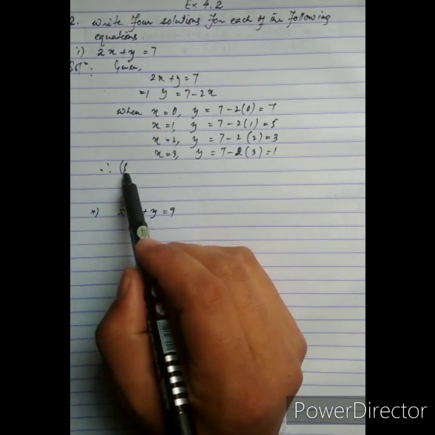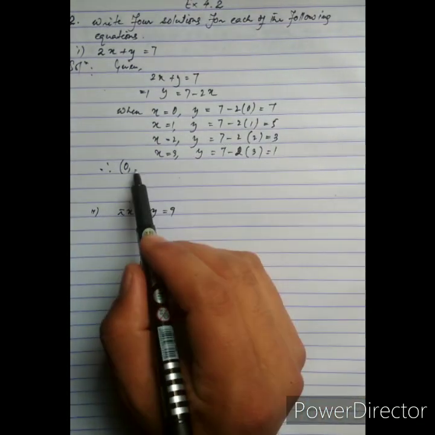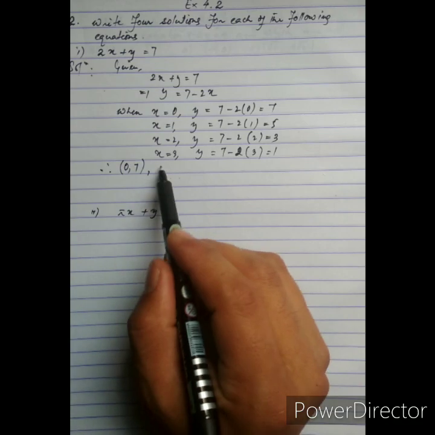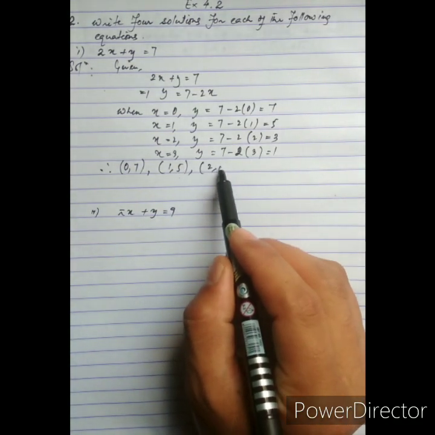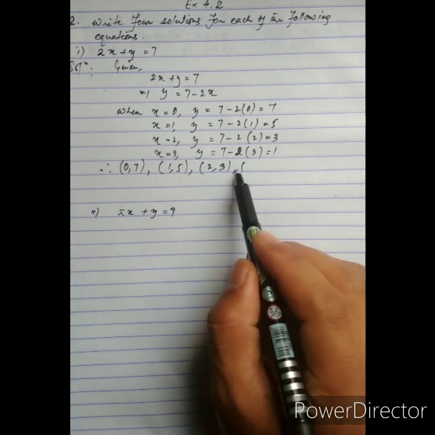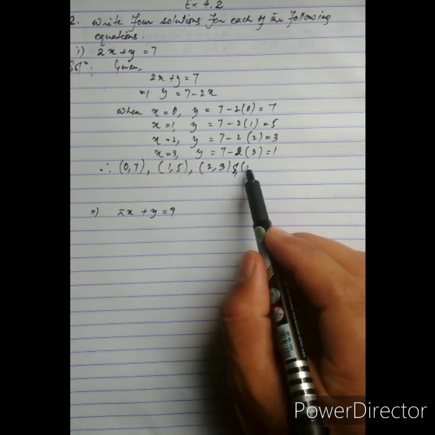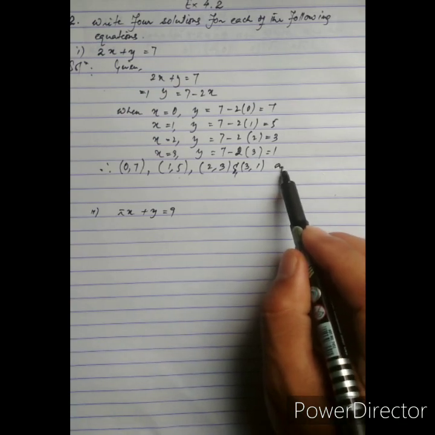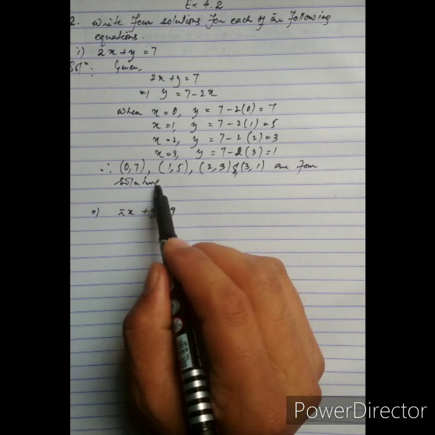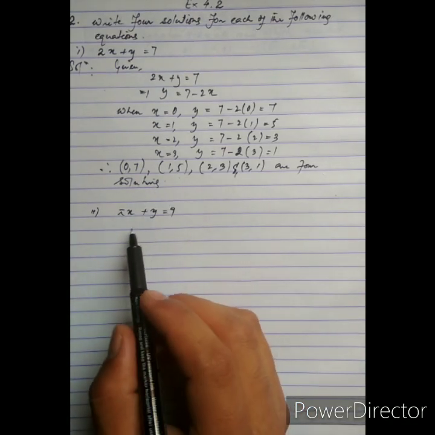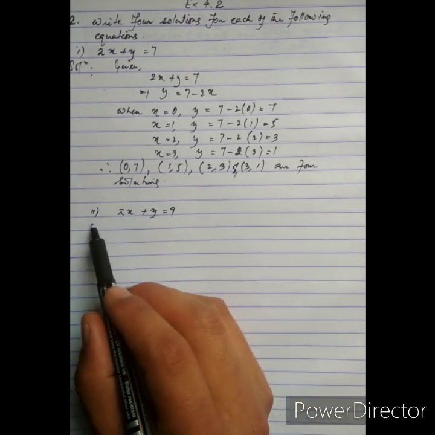Therefore x value 0, y is 7. So (0, 7), then next (1, 5), then next like that we'll write, and (2, 3) and (3, 1) are the 4 solutions. So like that we'll find even the next one.